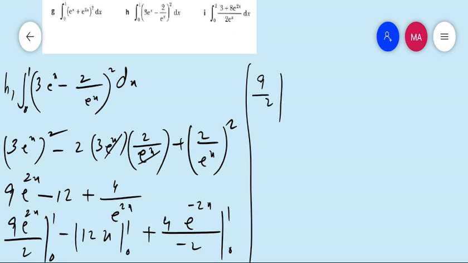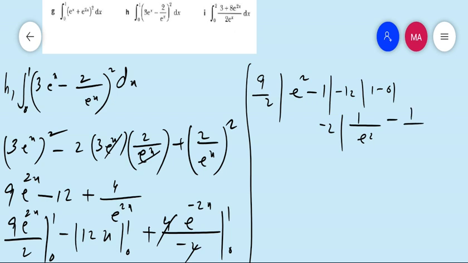So 9 upon 2 applying limit e²ˣ: first is 1, so e² minus e² into 0 is e⁰, e⁰ is 1, minus 12x, x is 1, 1 minus 0, 2 to the 4, minus 2 upon e²ˣ, so e square minus 1 upon 2 into 0 is 0, 0 is 1. 9 upon 2 e square, 9 upon 2 into 1, 9 upon 2, minus 12, minus 2 upon e square, minus minus plus 2.